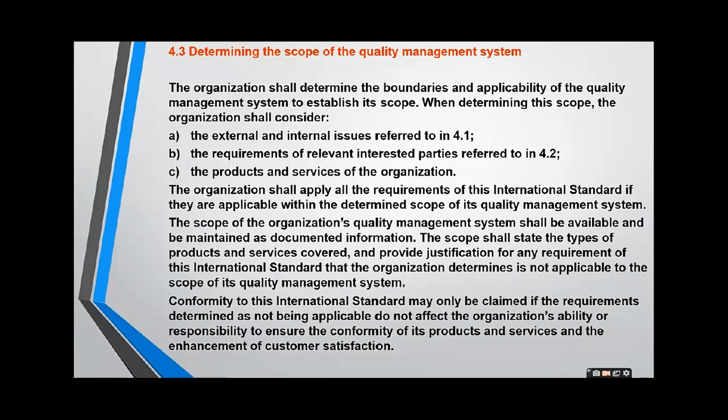Then you will consider the requirements. You will ensure that the scope aligns with the organization's purpose, context, and the needs and expectations of the interested parties. Exclusions: if there are certain QMS requirements that aren't applicable, or I could say are not justifiable, you can go for the exclusions, but they must not affect the organization's ability to meet the customer and regulatory requirements. And then you will document the scope.